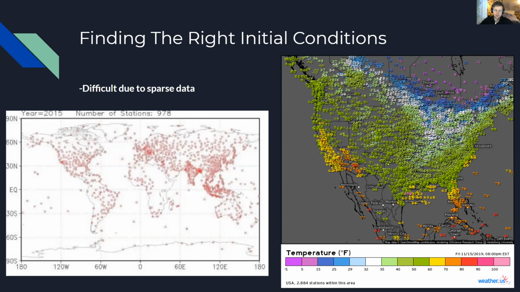So anyways, we have plenty of observations. That's great at the surface, but there are plenty of holes as well. On the left here, we have the points on the Earth's surface from which weather balloons are launched every day, twice a day.